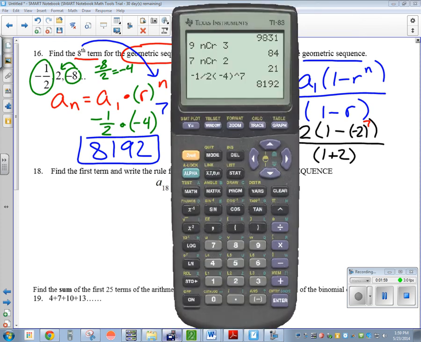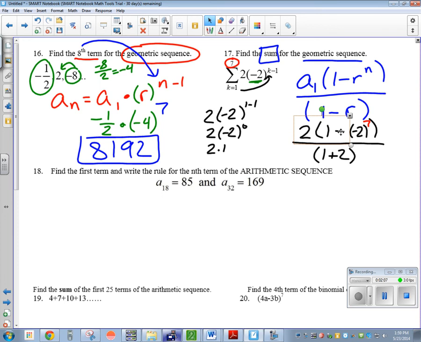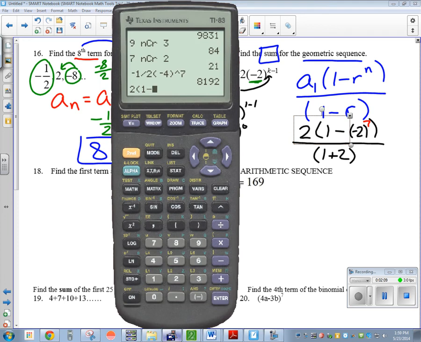So again, I'm typing it into my calculator, being careful to include all the parentheses. So 2 parentheses 1 minus parentheses negative 2. Close it. Raise it to the 7th power. Then close that parentheses. That's the top part. Now we're going to divide it by 1 plus 2. So if you want to do 1 plus 2, you can. Obviously, that'll get you 3. But my total answer is 86.